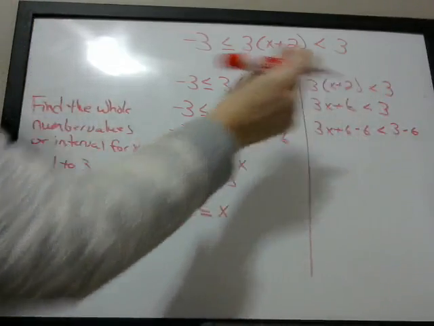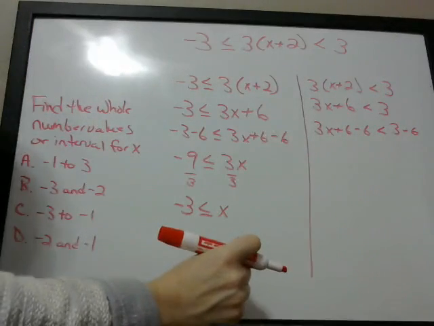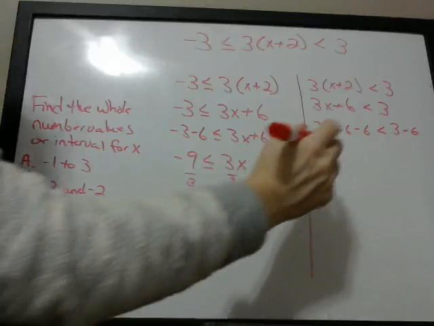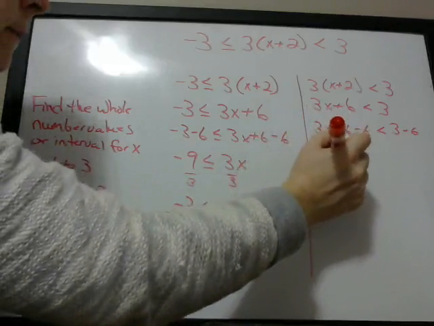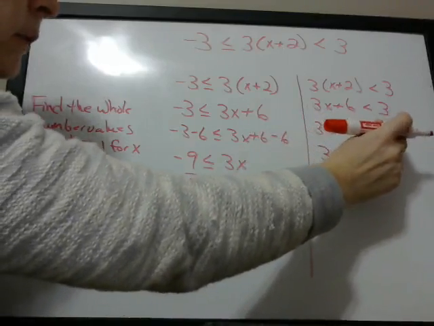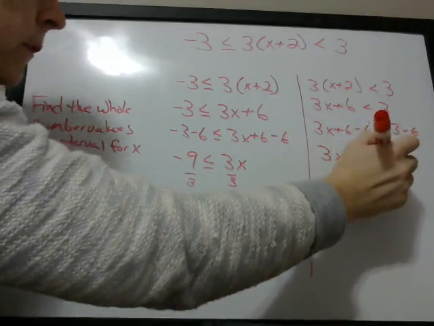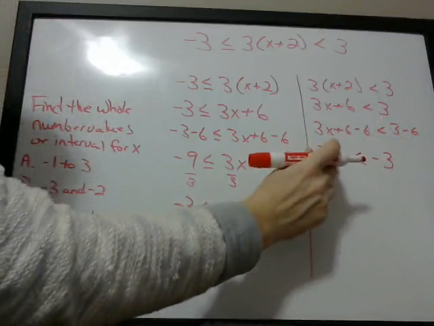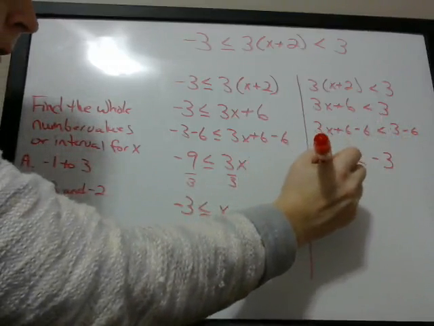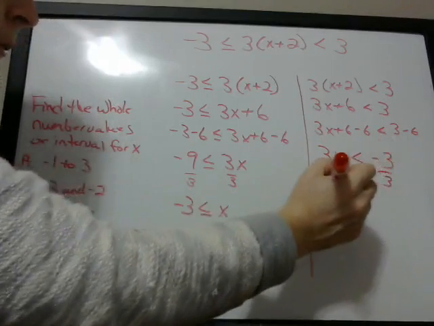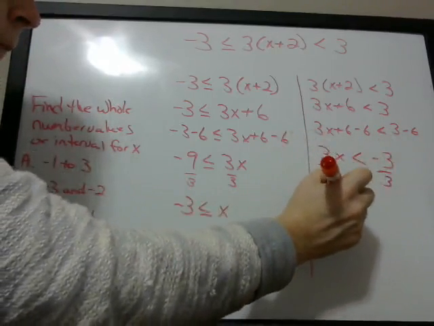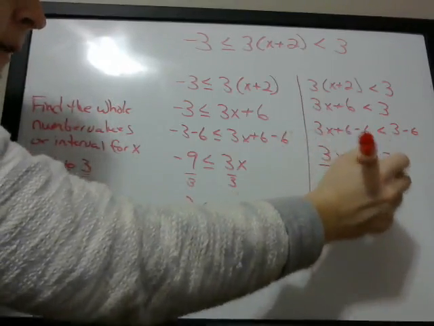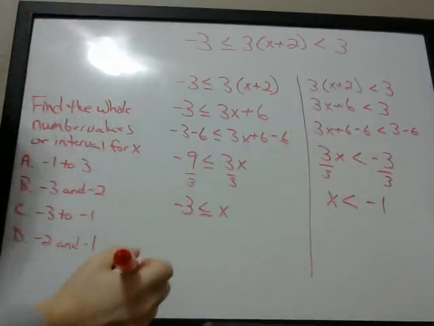If you don't know how to solve this algebra problem, you need to watch the videos on solving basic algebra problems. So we have 3x. 3 minus 6 is negative 3. Now we need to get rid of the 3, so we're going to divide by 3. We're dividing by a positive number, so we don't need to do anything with the sign. So we have x is less than negative 1.